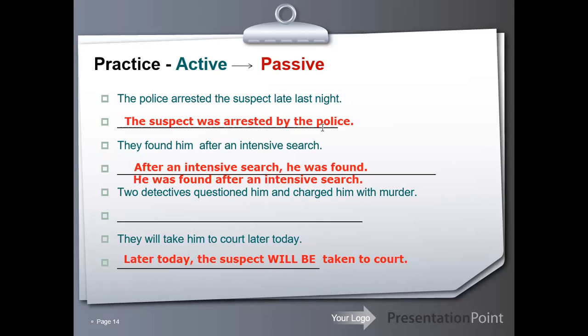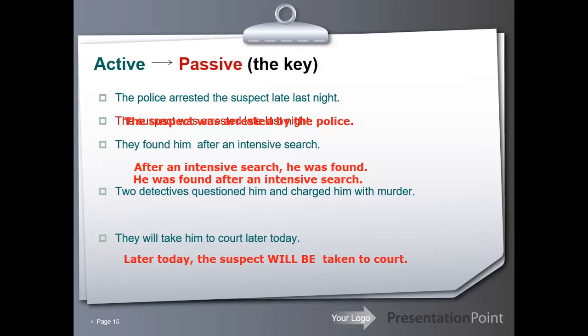Well, we're going to stop right here with this exercise. We're going to see the answers and we're going to compare. And we're going to see the answer for the two detectives, okay? Let's see what's coming. The suspect is questioned. But this is in simple past, yes or no? Two detectives question him and charge him. That's simple past. So the suspect was questioned. Yes or no? Was questioned and charged with murder by two detectives.